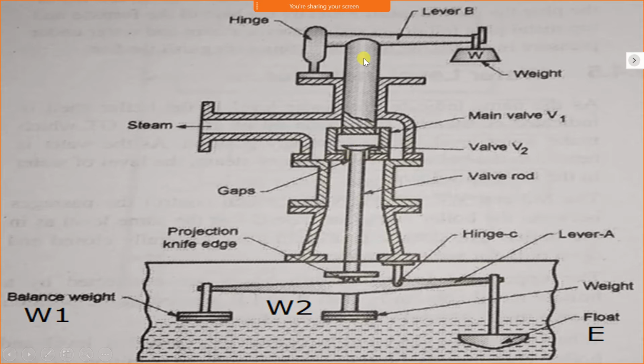Now the upper part consists of the main valve. Since it is a high steam and low water safety valve, it uses two valves. When the steam pressure is high, it uses V1, and when the water level is low, it uses valve V2. Therefore it uses two valves: main valve V1 when steam pressure is high, and valve V2 when the water level is low.